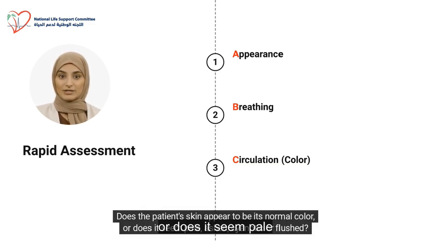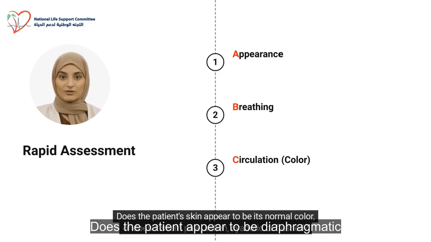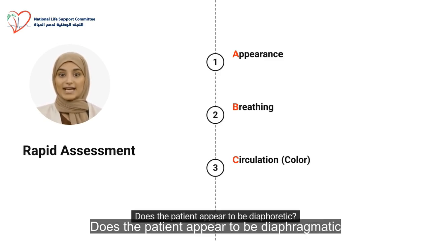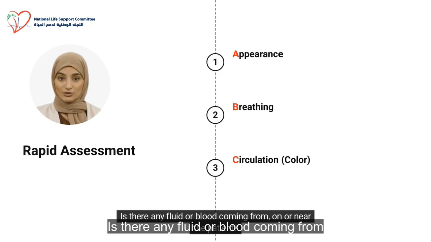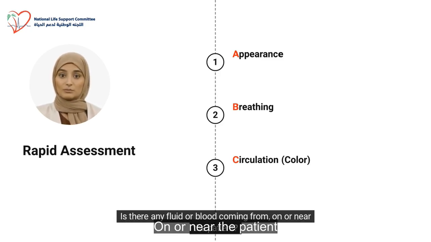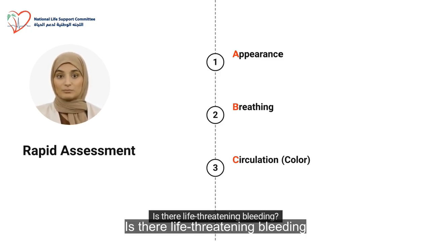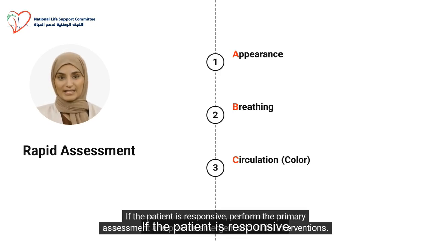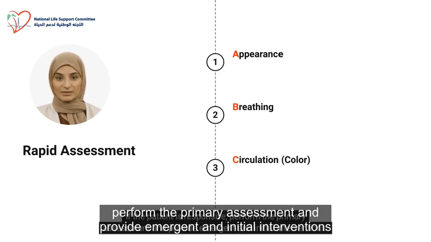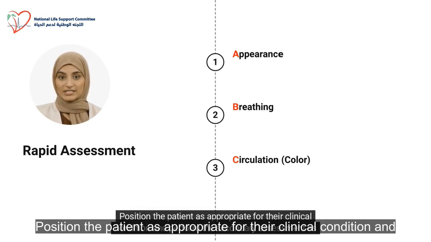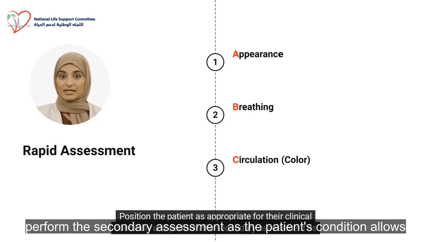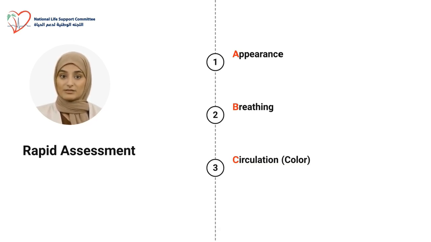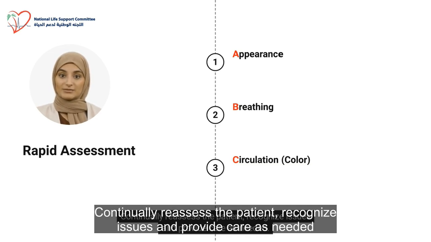Or does it seem pale, ashen, cyanotic, or flushed? Does the patient appear to be diaphoretic? Is there any fluid or blood coming from, on, or near the patient? Is there life-threatening bleeding? If the patient is responsive, perform the primary assessment and provide emergent and initial interventions. Position the patient as appropriate for their clinical condition and perform the secondary assessment as the patient's condition allows. Continually reassess the patient, recognize issues, and provide care as needed.